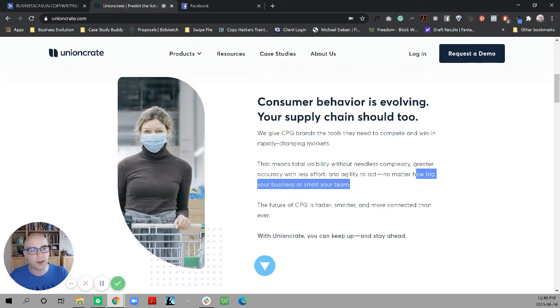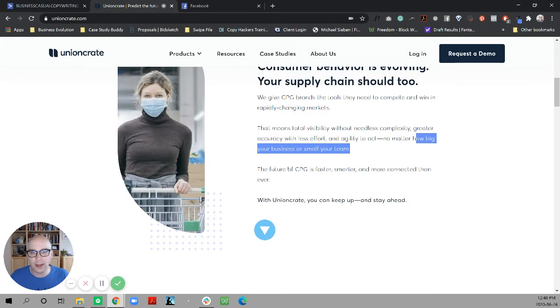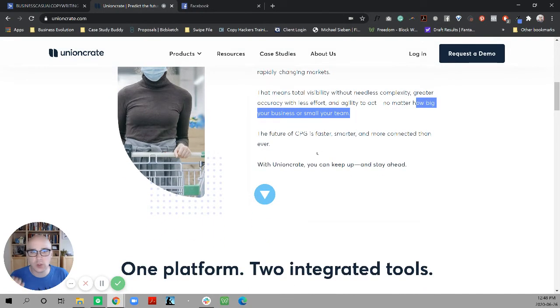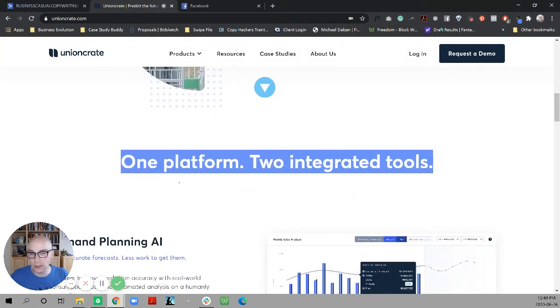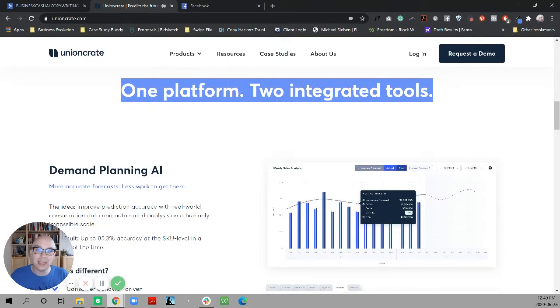We've made promises they cared about, agitated pains they both have. Then the future of CPG is faster, smarter, and more connected than ever. With Unioncrate, you can keep up and stay ahead. Applies to both tools. So then we get into now differentiating the two. One platform, two integrated tools, and we lead with the one that is common to both. The one that both small businesses all the way up to enterprise are going to be attracted to.